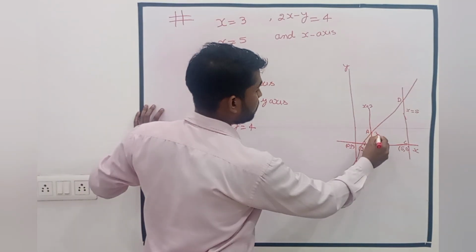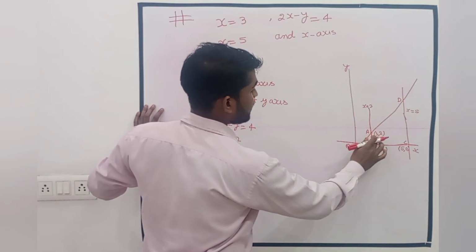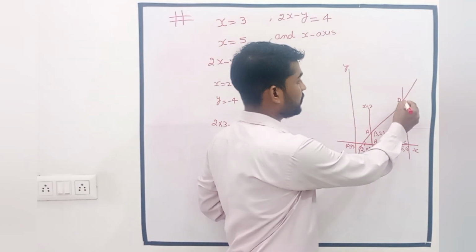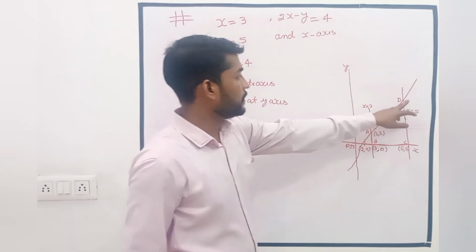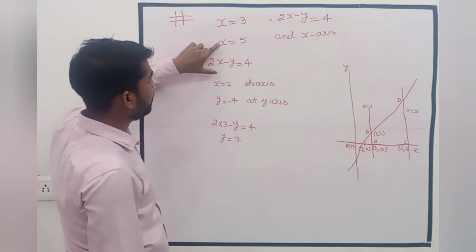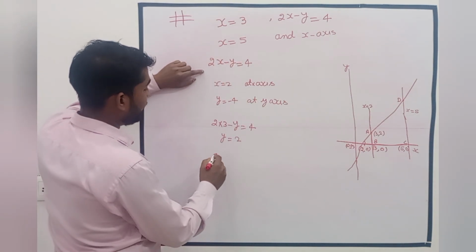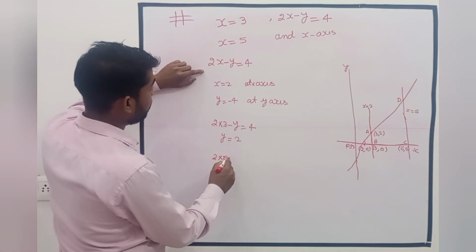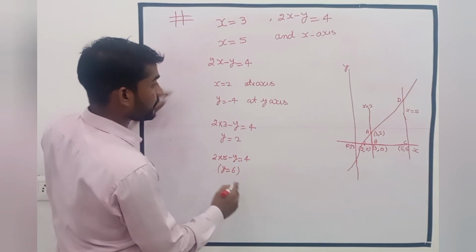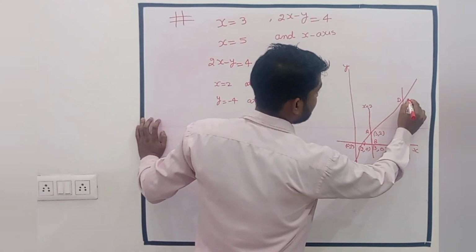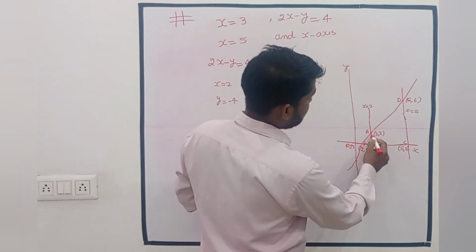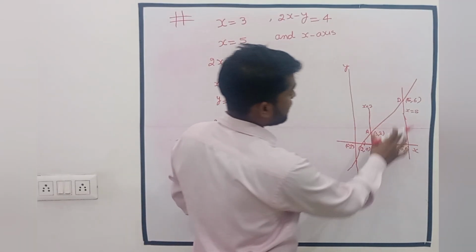That means this line cuts at 3 comma 2. Now we check the other point: x is already 5, and we check the value of y. We put x equal to 5 in the equation, so 2 into 5 minus y equal to 4, and the value of y equal to 6. That means this will cut at 5 comma 6.